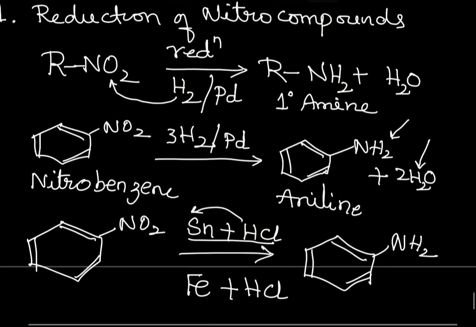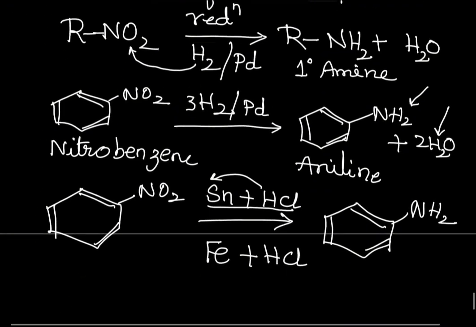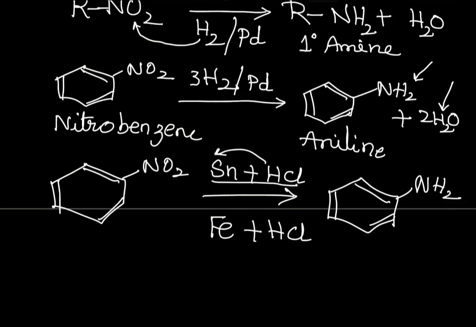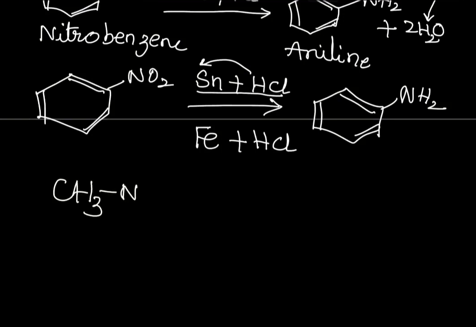Yes, this is the method of reduction. By the method of reduction, we can convert nitro compounds into amines. These are the examples given in NCERT. We can apply these to prepare even aliphatic amines also. CH3NH2, this is a primary amine. So you have to take a nitro compound. Nitromethane. This is called nitromethane.